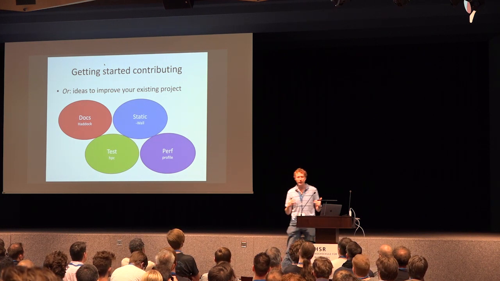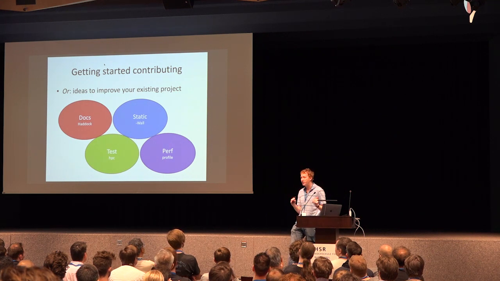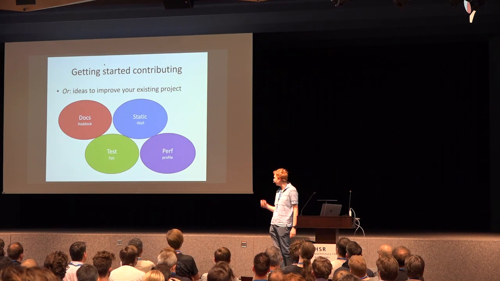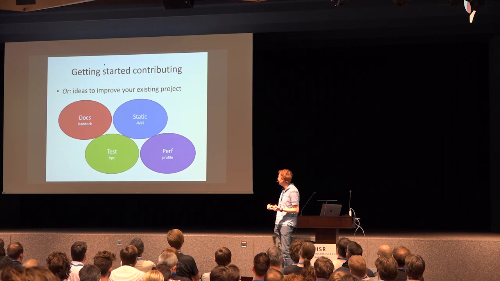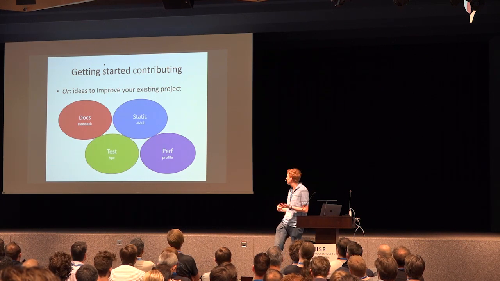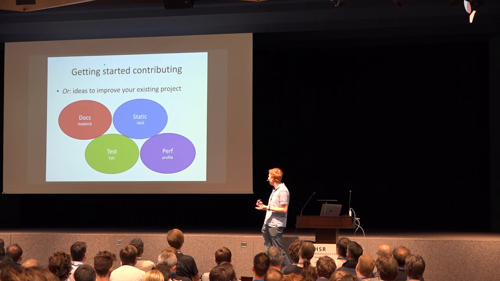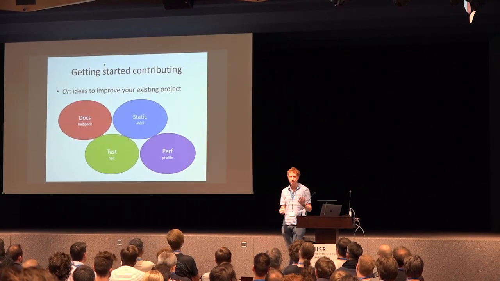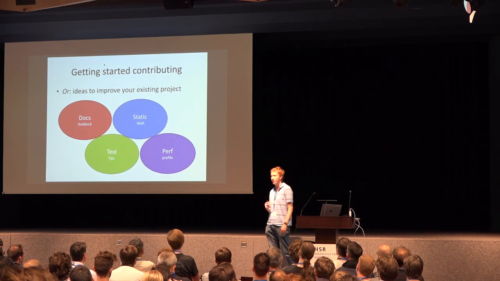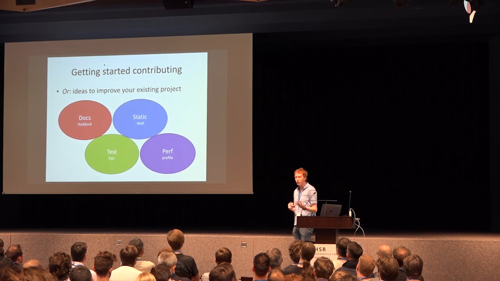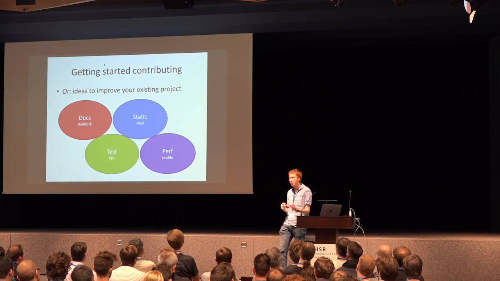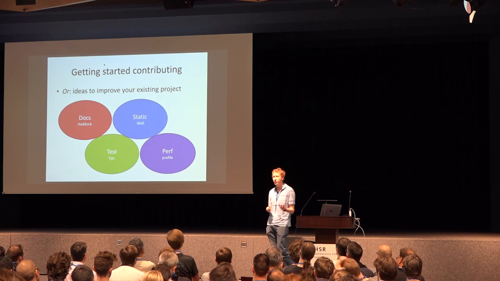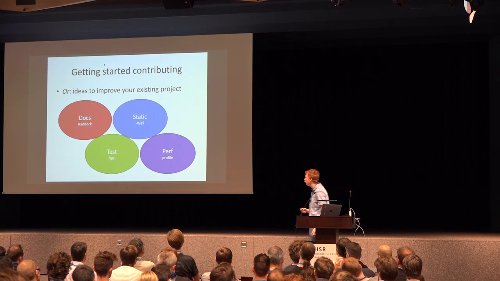So instead I was thinking, what are the things that beginners can always start on a project? I kind of ended up dividing it into 4 categories. So you can improve the docs, you can run static checkers, you can test it, or you can improve the performance. And pretty much every project would benefit from those 4 things happening to it. Of course, these are also ideas, so if you are a maintainer and you're kind of looking for some low-hanging fruit to pick on your project, these things might also be useful.